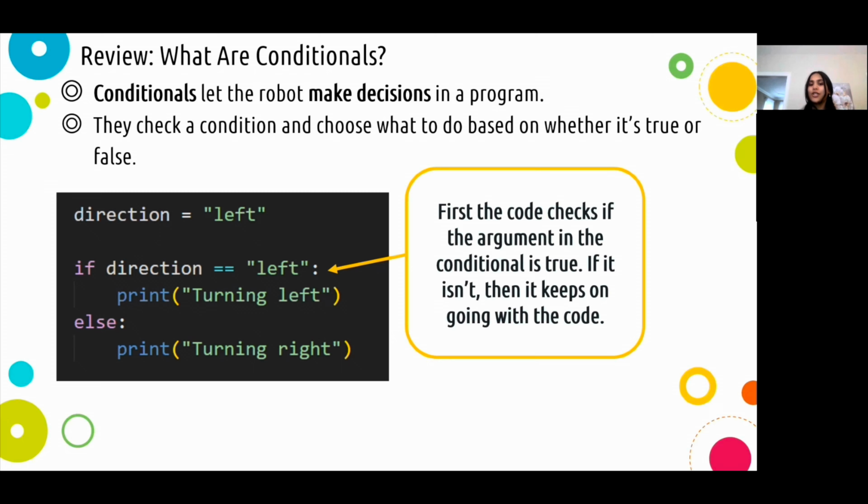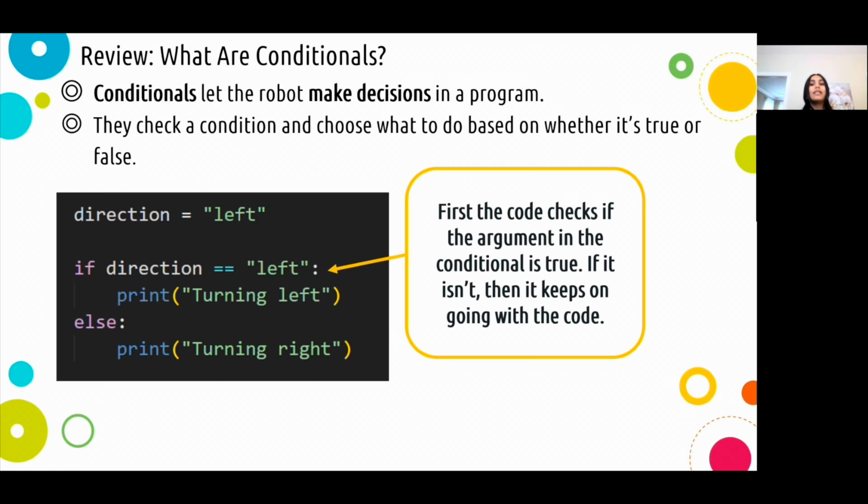The program first checks whether the condition is true. If it is, it runs that block of code. If not, it moves to the else statement. This allows the robot to decide actions based on a situation. We use this constantly in robotics, for sensors, direction changes, alignment, and more.